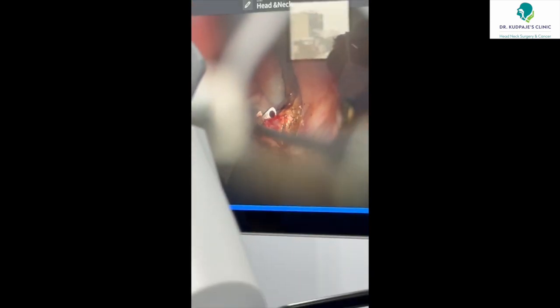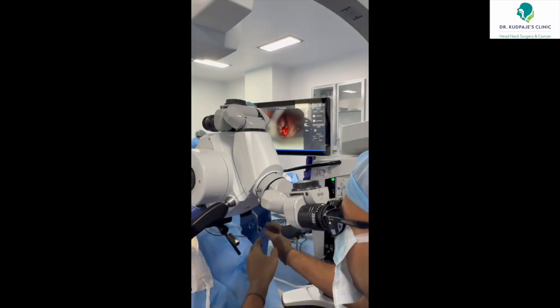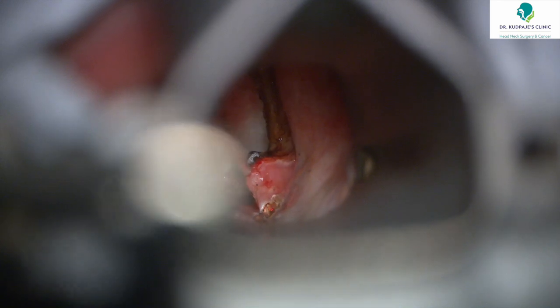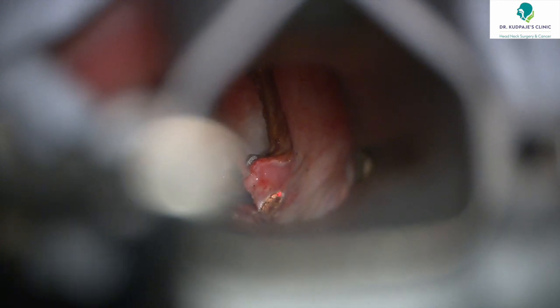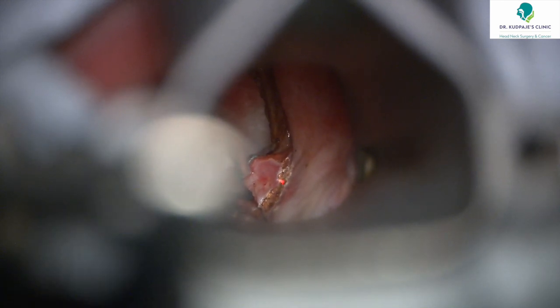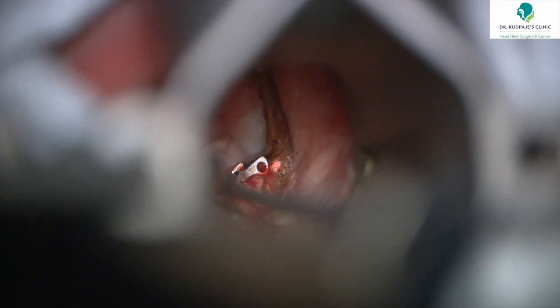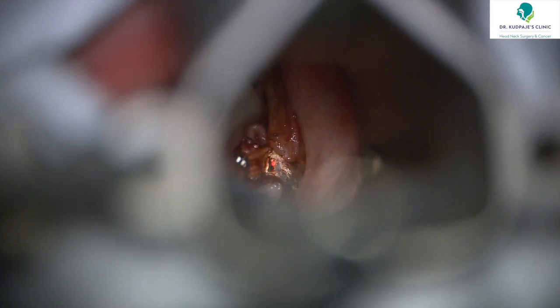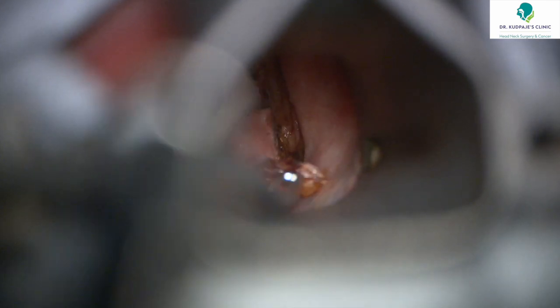resection right from the vocal process of the arytenoid and the remnant of the vocal cord lesion. In this situation, it's very important that we cover the cuff of the endotracheal tube with wet neuropatties so that we don't accidentally hit the cuff of the endotracheal tube. Also, when dealing with the posterior third lesion, it is very important, since the endotracheal tube is in very close proximity to the lesion, that we need to be very cautious when we are using the laser close to the vocal cord.